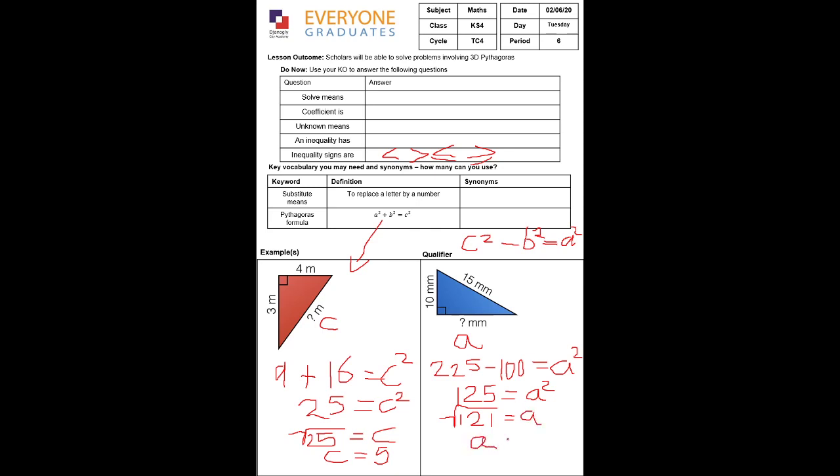A equals, now if it asks for a surd form, then we can leave it like that. Or, and I've written 121, actually 125. Too busy talking about 11 squared. So again, I can't work that out in my head because it's quite tricky. So we're going to use a calculator. Root 125, 11.1803... So we're going to call that 11.18 to 2dp.